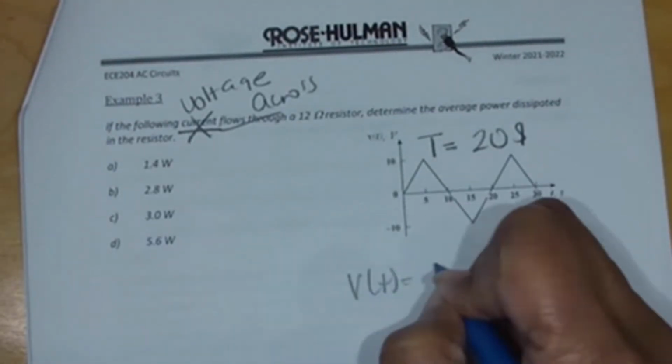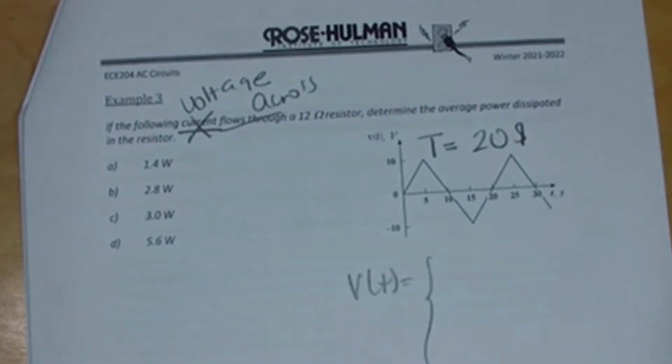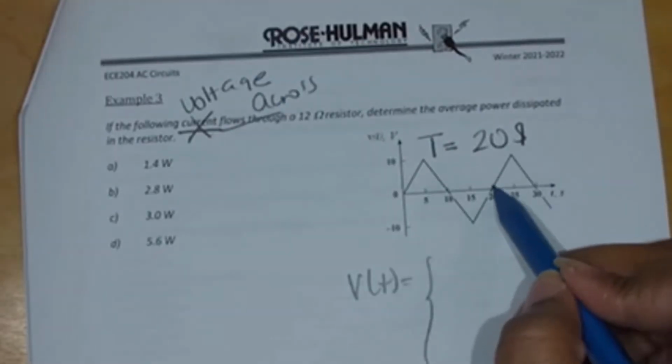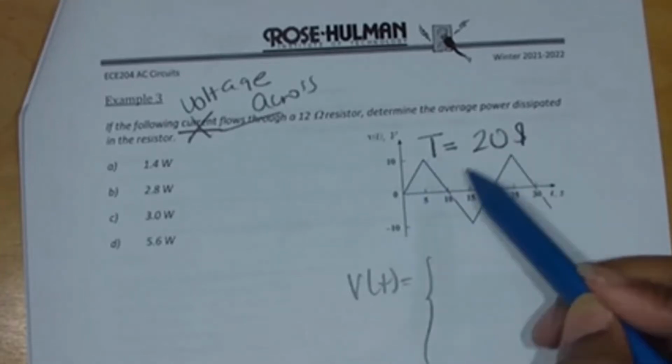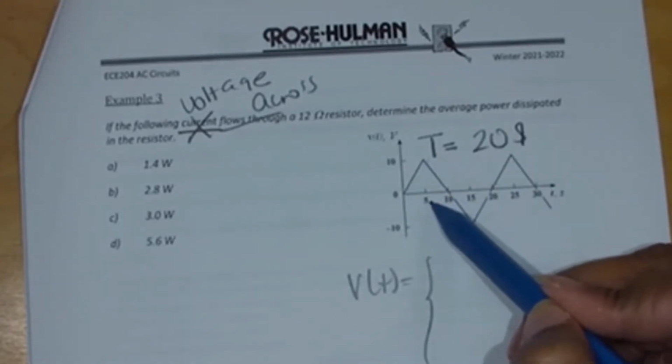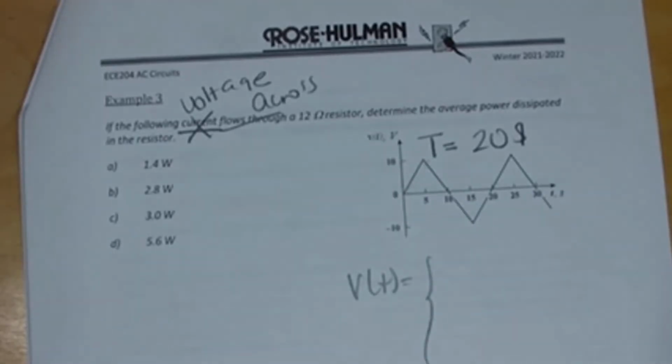I can pick any period along this to define that. I'm going to do the one that does not require me to take 3 integrals, okay? If I start at 0, I have to integrate this line and that line. If I start at 5, I only have to integrate 2 lines. Does everyone see that? So I'm going to do that.